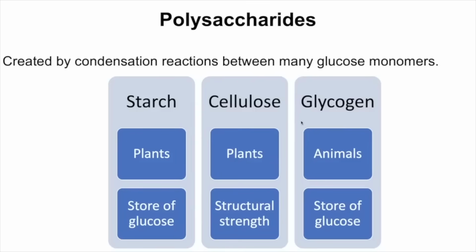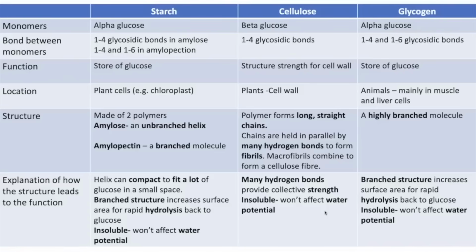many glucose monomers. So just as the basics to start, starch is found in plants and it's a store of glucose. Cellulose is also found in plants, but the function is different. It's for structural strength. Glycogen is found in animals, and this one is a store of glucose also. So this summary table goes through the structure and function of all three of those carbohydrates.